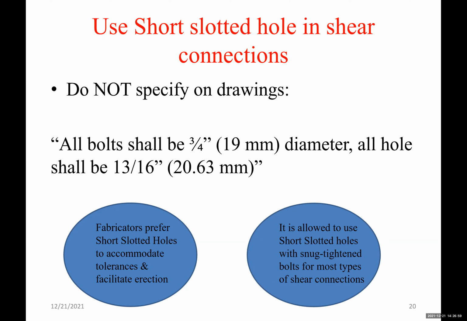Fabricators prefer short slotted holes to accommodate tolerances and to facilitate erection. We talked about that, so let them have a say on that. It's allowed to use short-slotted holes with snug tight bolts for most types of shear connections. There is no issue with that. If they use short-slotted holes, of course with the load perpendicular to the longer side of the slotted hole, we can use snug tight connections, which is the preferred type for erection, and also it's the cheaper type.